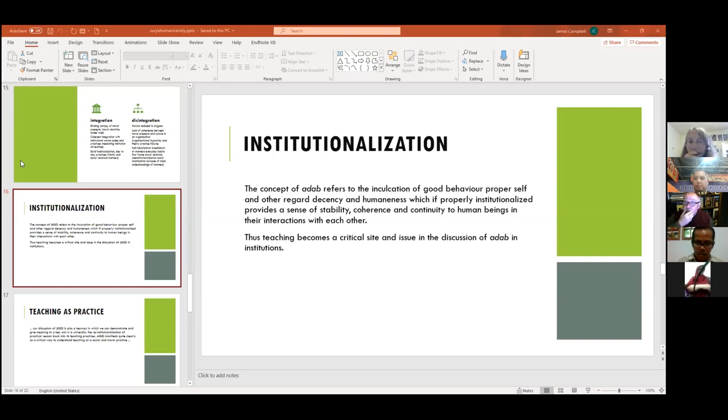So this concept of adab both has a vertical, religious dimension, which I think most of my listeners will be more than aware of, but also has a horizontal dimension in terms of relationships between people. A vertical dimension in terms of relationships of one to the Almighty, a horizontal dimension in terms of relationships between each other. And this concept of adab struck me as very important.